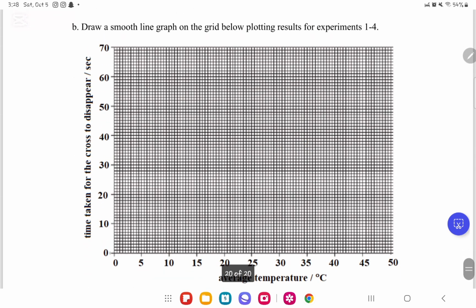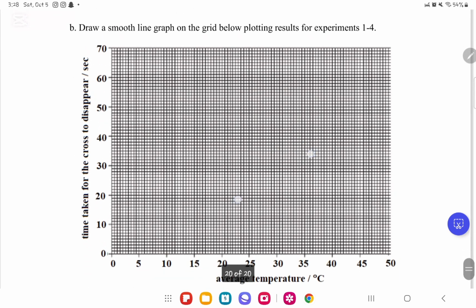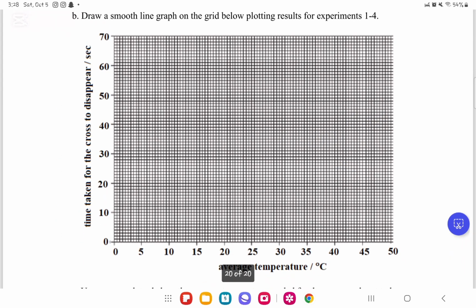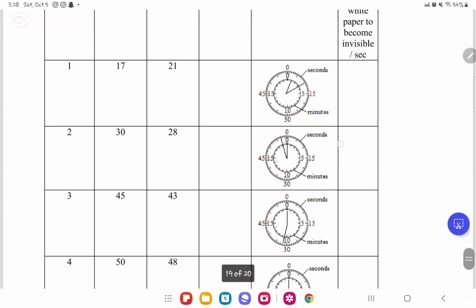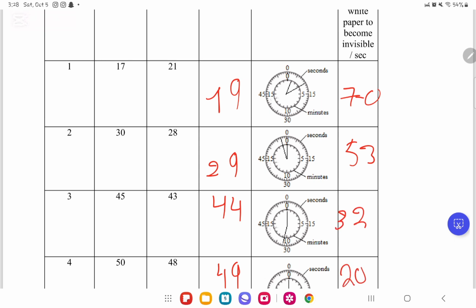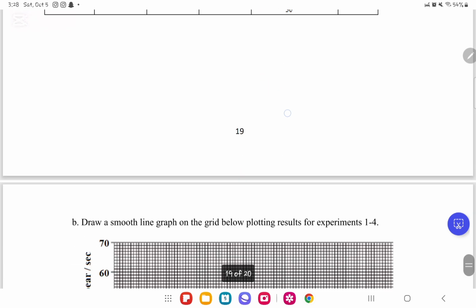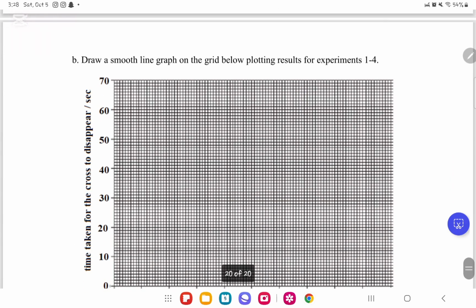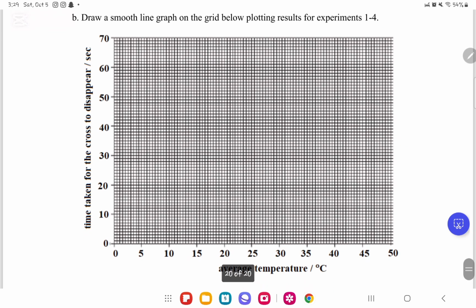Part B, draw a smooth line graph on the grid below, plotting results for the experiments 1 to 4. So let's go up again. I remember that here was 19, here was 29, here was 44, here was 49, and here was 70, 53, that's 70, 53, 32, and 20. All right, so that was what we need to remember to do part B. So now for part B, we need to plot. All right, how do we plot?